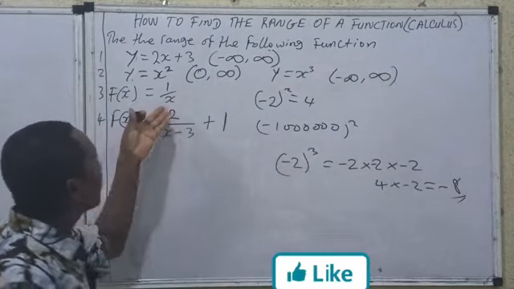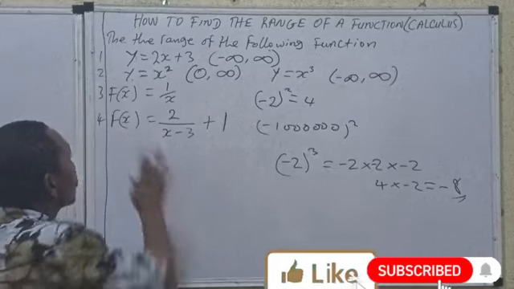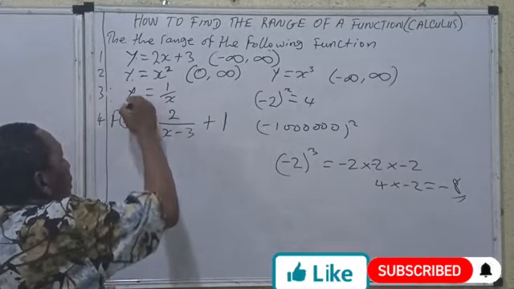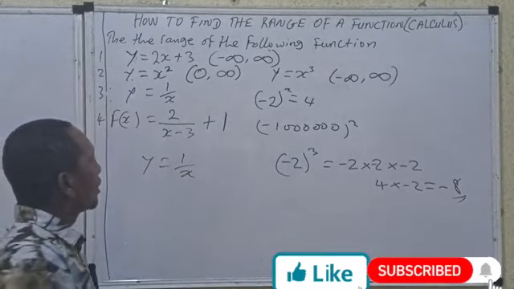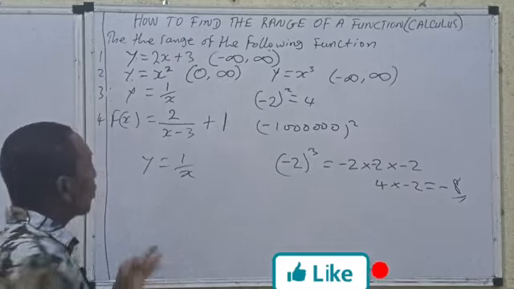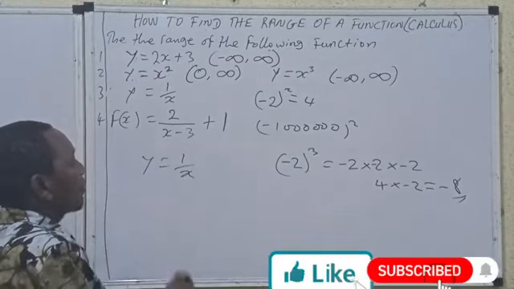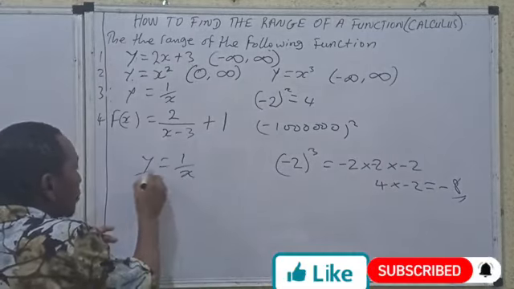Now, let's solve this question. Now, when you have fractions, you have to be careful. So first, let's change this to y. So we now have y is equal to 1 all over x. When you are solving for a fraction, always make x the subject of formula. Solve for x first. So we now have y over 1.